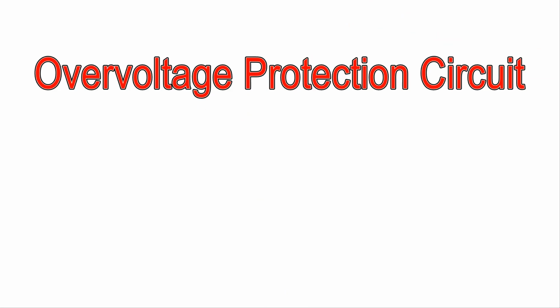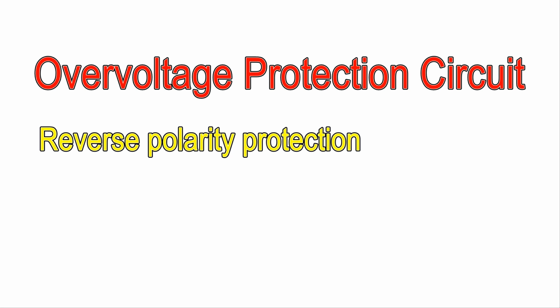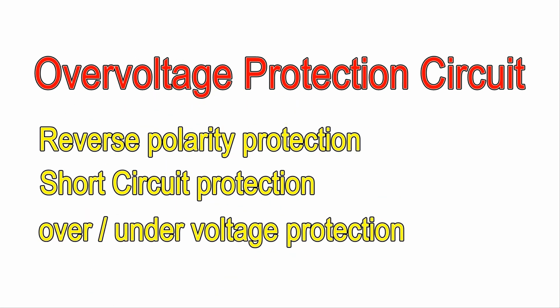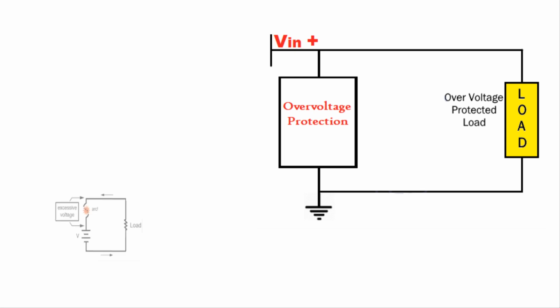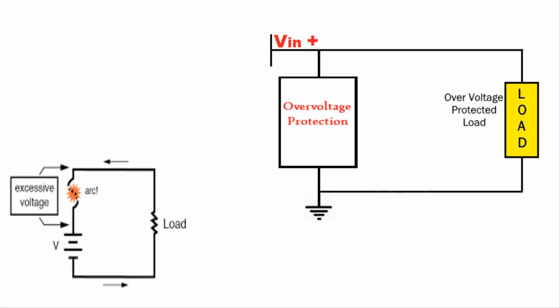Hello. Today we will talk about protection circuits, and we will design an easy and accurate one. Protection circuits, like reverse polarity protection, short circuit protection and over or under voltage protection, are used to protect any electronic appliance or circuit from any sudden mishap. Generally, a fuse or MCB is used for overvoltage protection. Here in this circuit, we will build an overvoltage protection circuit without using a fuse.